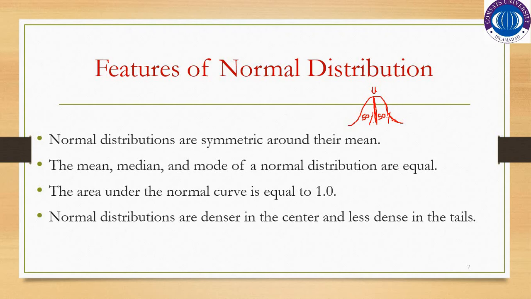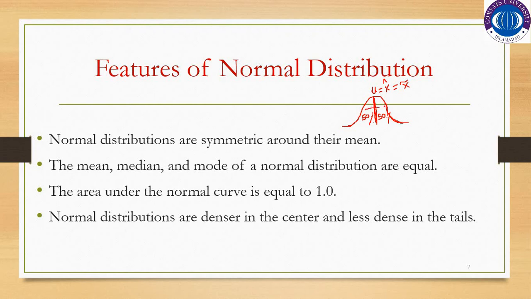The mean, median, and mode of a normal distribution are equal. So this is a main feature of the normal distribution, that mean will be equal to mode. This one represents the mode, and it will equal the median, and this one represents the median. So mean will be equal to mode and median, so they lie at the same point, the peak of the distribution. So this one is the peak and these are the tails.